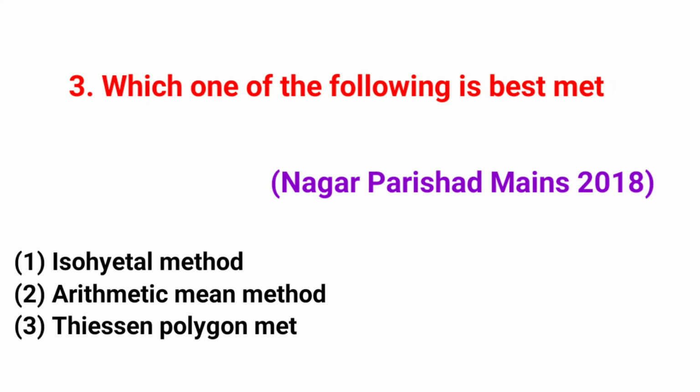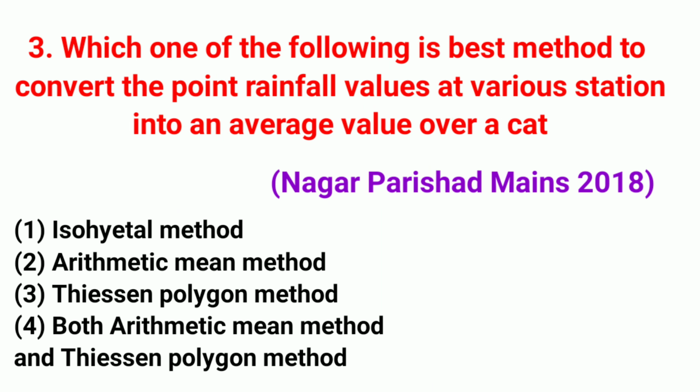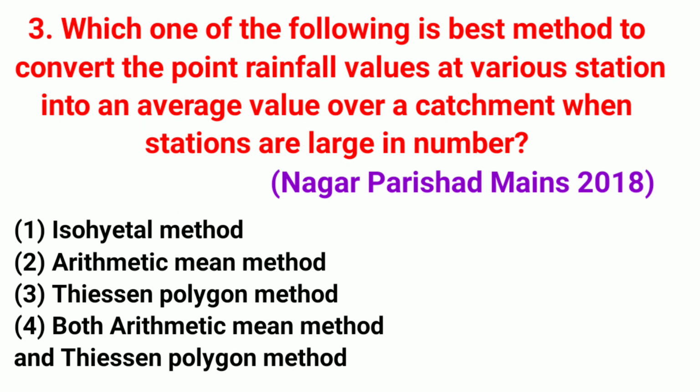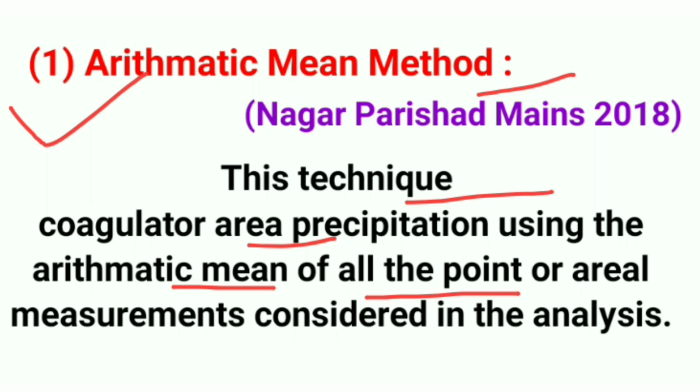Question number 3. Which one of the following is the best method to convert the point rainfall values at various stations into an average value over a catchment when stations are large in number? Right option first, isohyetal method. Average rainfall may be found by the following methods. First method is the arithmetic mean method. This technique calculates area precipitation using the arithmetic mean of all the point or areal measurements considered in the analysis.